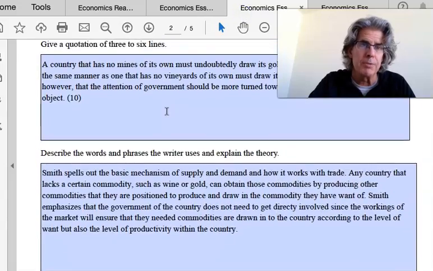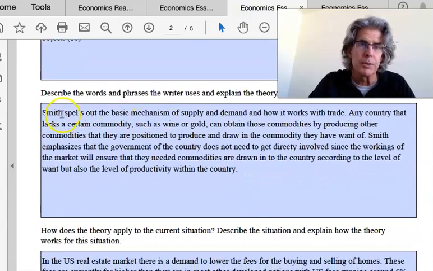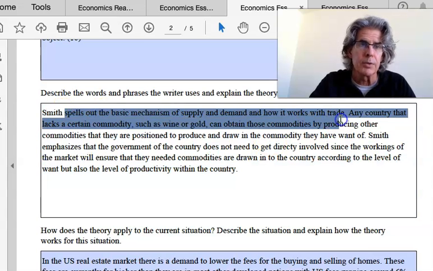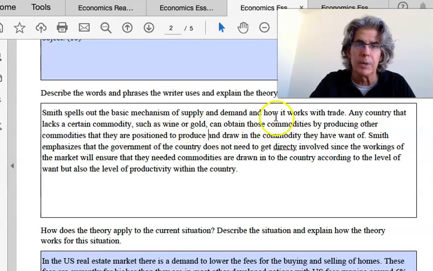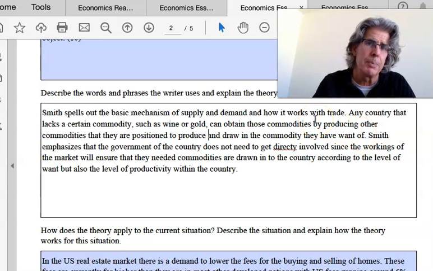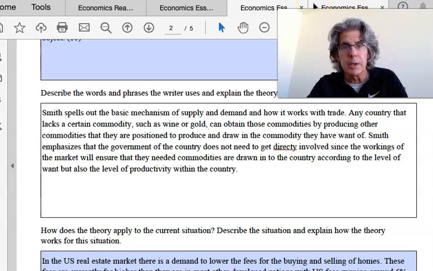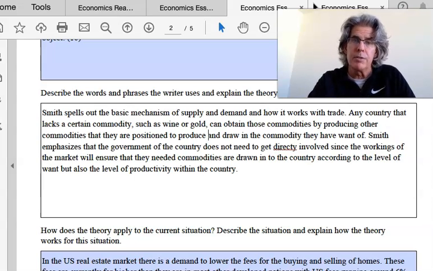So what I had before was this. This spells out the basic mechanism of supply and demand and how it works with trade. Any country that lacks a commodity, such as wine or gold, can obtain those commodities by producing other commodities that they are positioned to produce and draw in the commodities they have want of. That was my basic idea, but you know what? It's pretty dang rough. But again, in the early draft stages, as I told many of you, it's okay to be rough. Just get the idea out, but don't worry, your rough draft is for you.